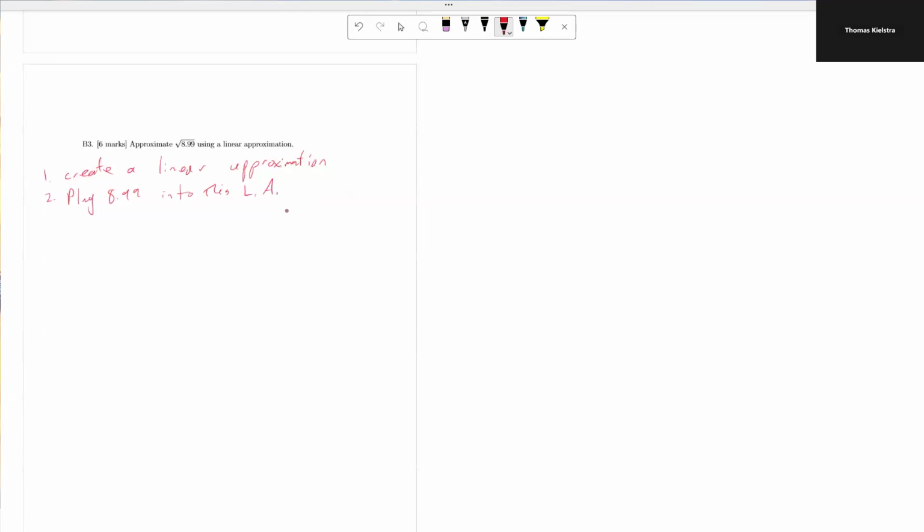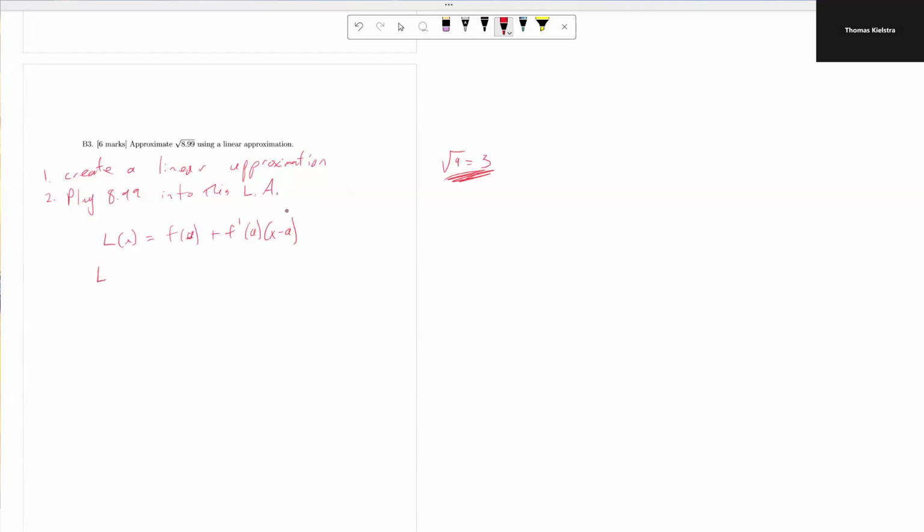The linear approximation that we're going to use has to be based around a number, and we have to pick a good number. With the square root function, 9 makes sense because the square root of 9 equals 3. We have to make a reasonable assumption about what point to use, and 9 is a reasonable point to use. So the linear approximation equals f of a plus f prime of a times x minus a.